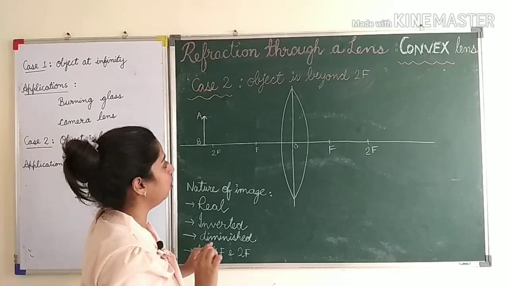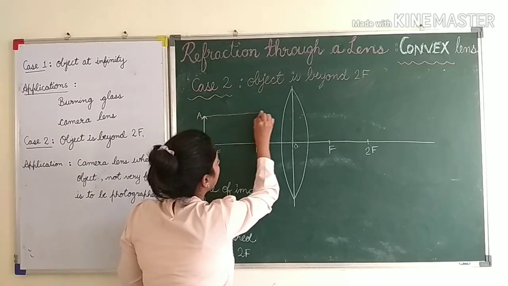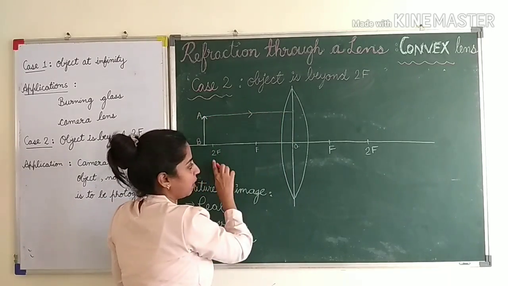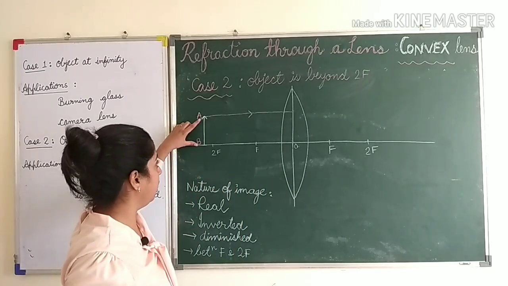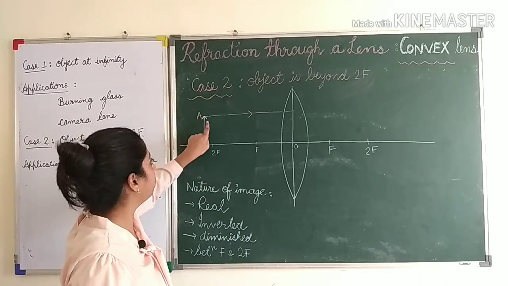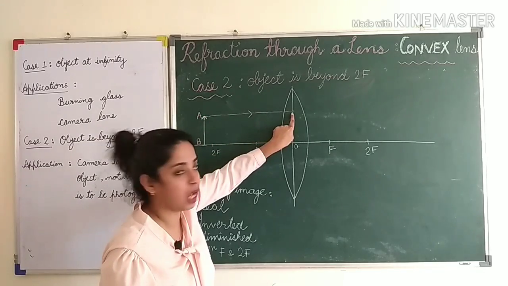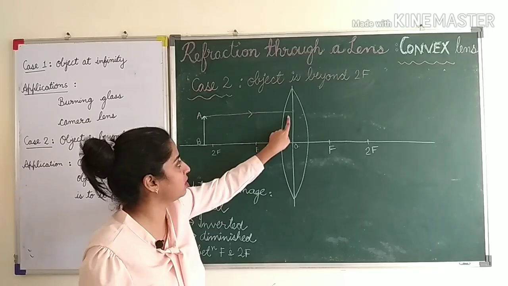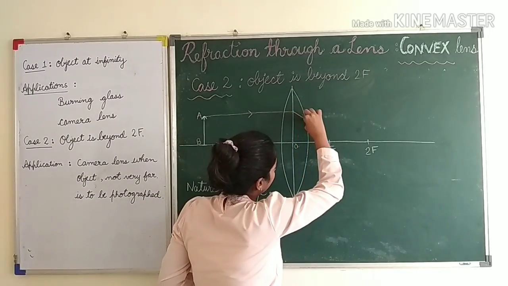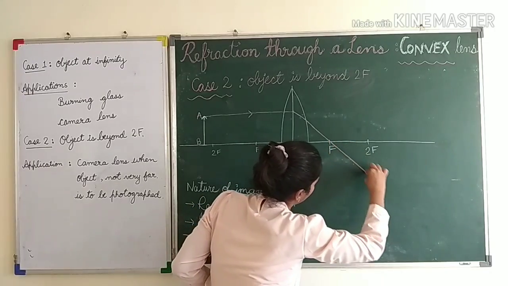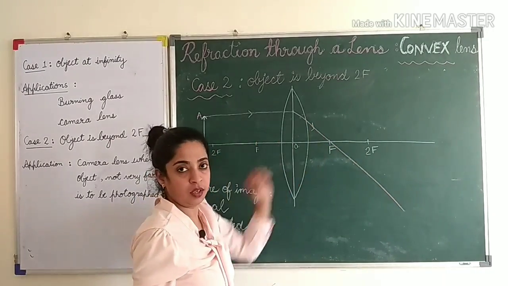Now we have to draw its image. Now following the first rule, we will make a line parallel to the principal axis. Now always remember, whenever you are drawing an image with the help of an object, you have to start both the rays from the head. So one ray is when you are making a line parallel to the principal axis, make it fall on lens. After falling on lens, it will pass through focus. Okay. Draw the arrow on both the rays.